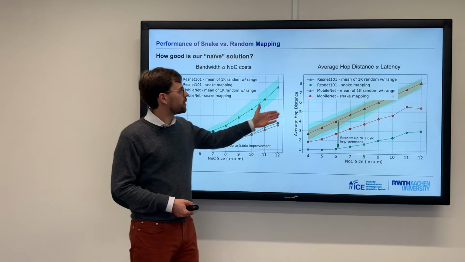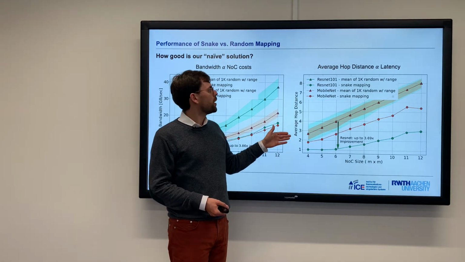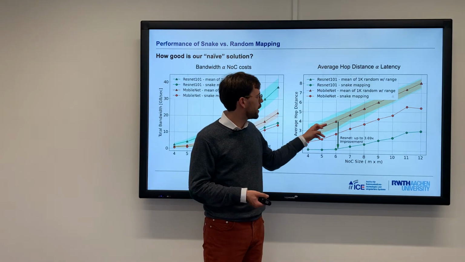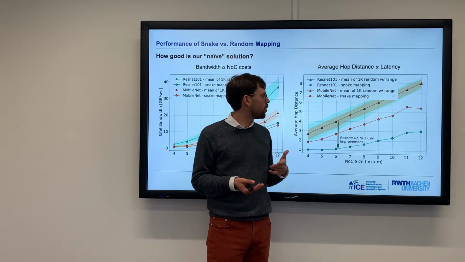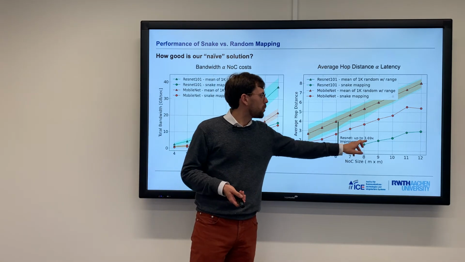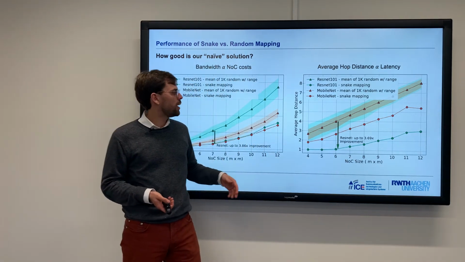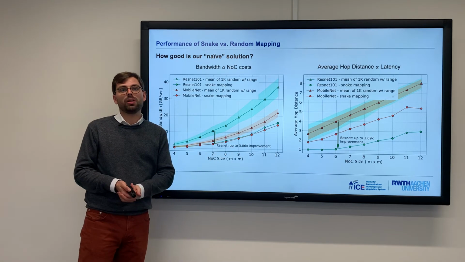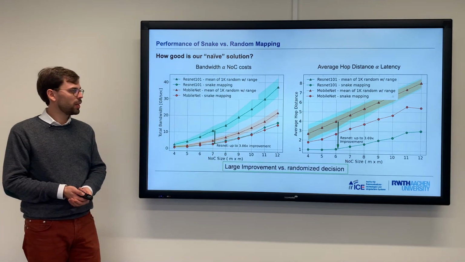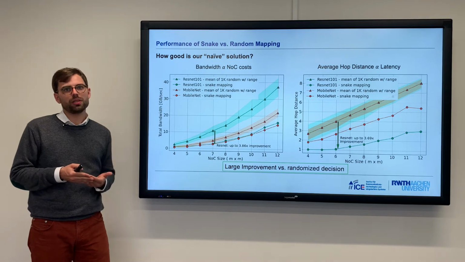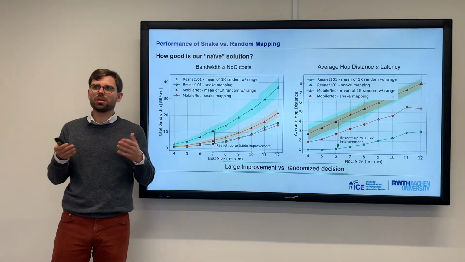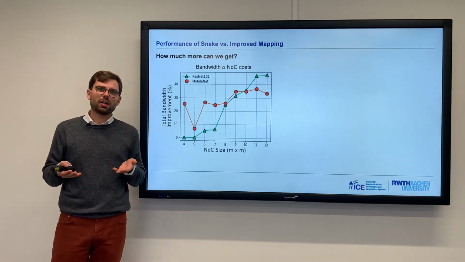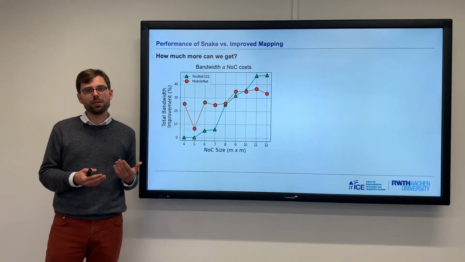Then we also took a look at the average hop distance of our mapping, which is somewhat proportional to the latency that we expect. And here again, you can see a larger improvement for ResNet with up to 3.7x. But in general, in both networks, we are better with our approach than for random mapping. So we see a large improvement versus a random mapping, but that's expected because we are more clever than random mapping, right?